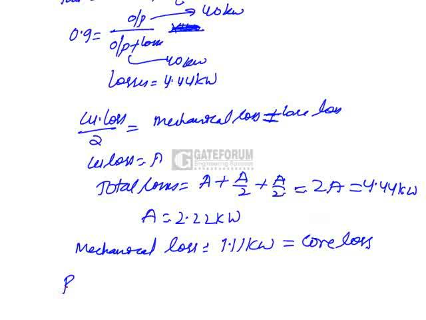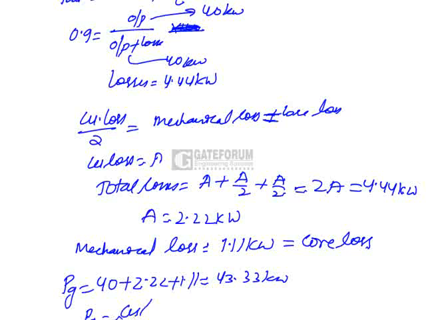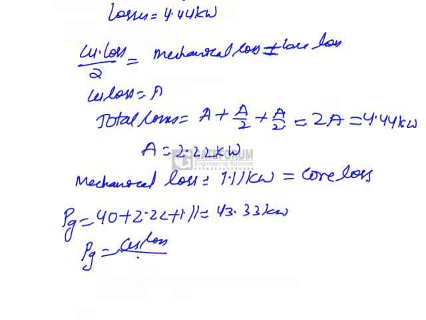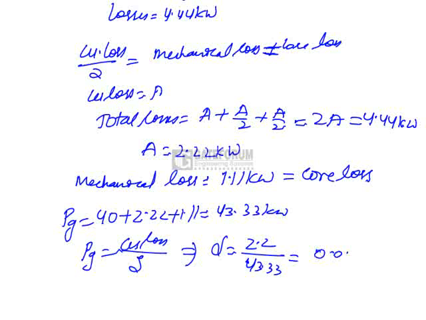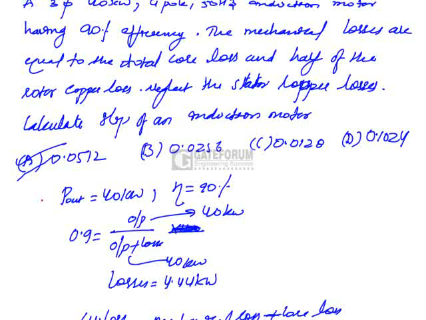Now air gap power PG is equal to 40 plus 2.22 plus 1.11, which is 43.33 kilowatt. Now PG is equal to copper losses by S. From this I can find S is equal to 2.22 by 43.33, which is 0.051. So option A is the correct one.